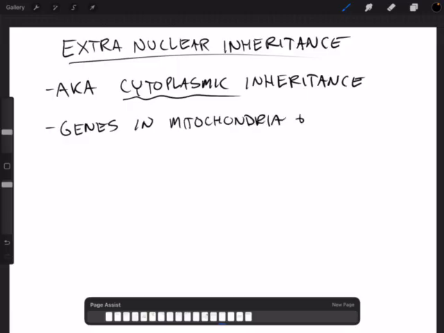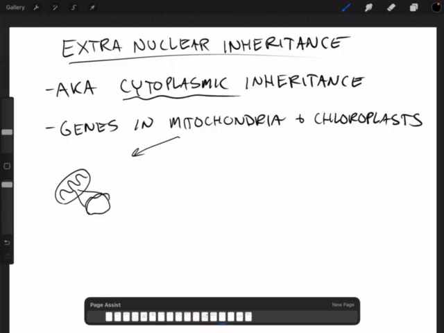or chloroplasts, depending on if you are a plant or not. So mitochondria, as you recall, look exactly like that. They have inside of them a circular genome all to themselves.